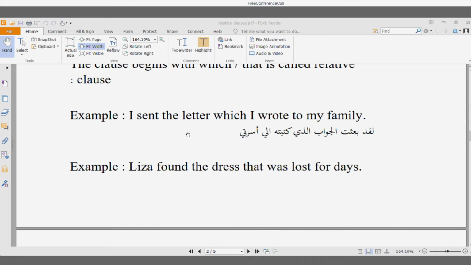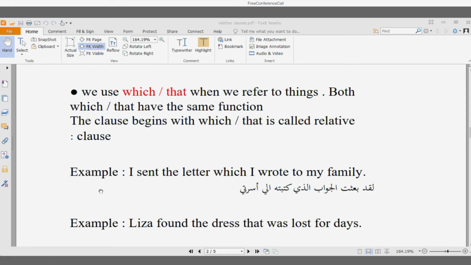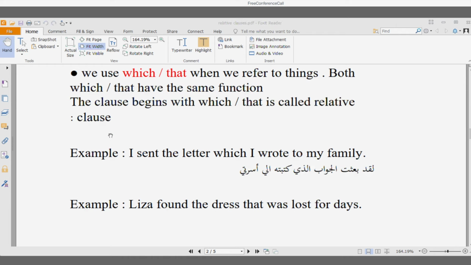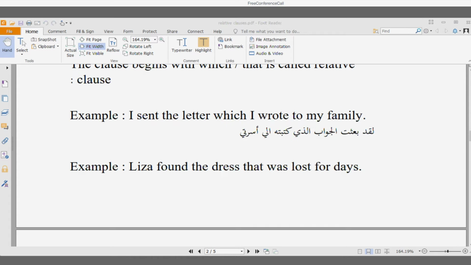احنا قلنا الذات ممكن تستخدم للأشخاص وأيضا للأشياء. So عندي الذات تستخدم باتجاهين. تستخدم باتجاه العاقل الشخص العاقل وتستخدم أيضا للإشارة للأشياء الغير عاقلة. يا أما أستخدم which يا أما أستخدم ذات. اثنينهم صحيح. So for example, I sent the letter which I wrote to my family.